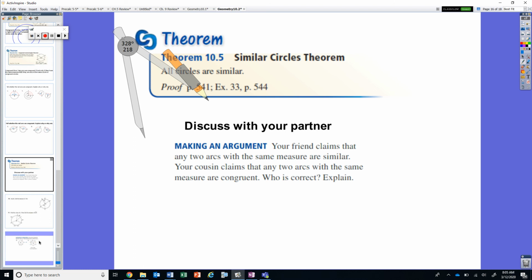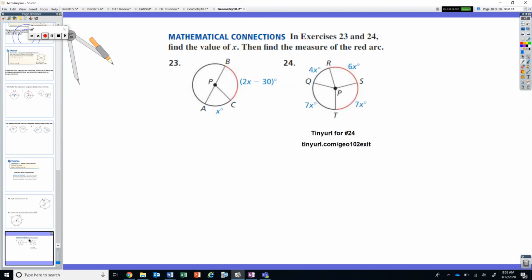Now I'm going to do one example with you guys just to close things up here. And then on your notes, you will see a tiny URL that I want you guys to fill out. Now this is going to be kind of a randomized example, if you will. It says find the measure of the red arc after finding the value of x. I'm going to do number 23 here with you guys. And then on your notes, finish up number 24 and input it into the tiny URL that you see there. So what do we know?